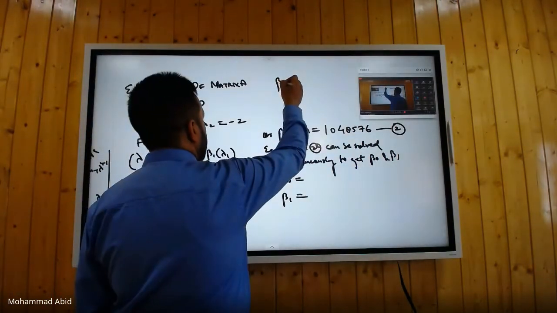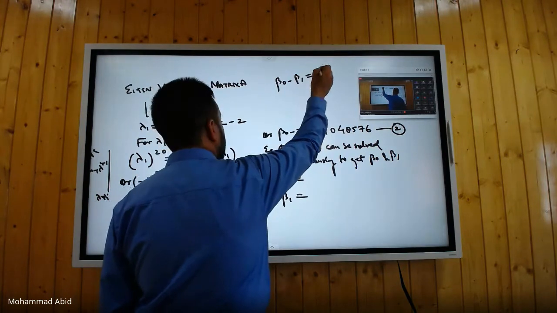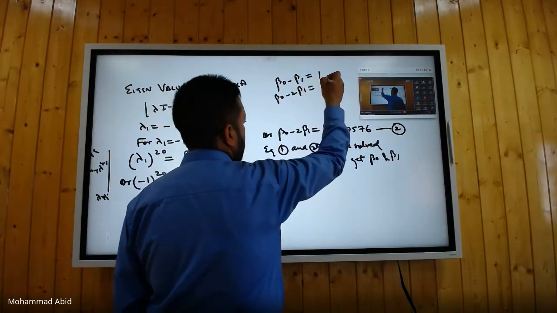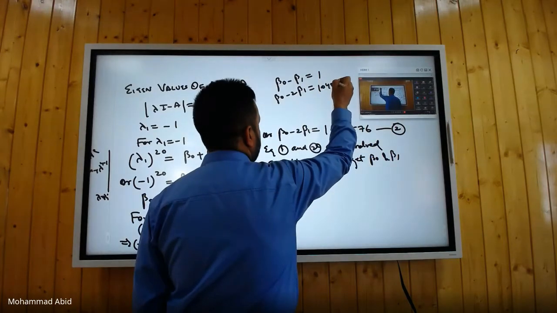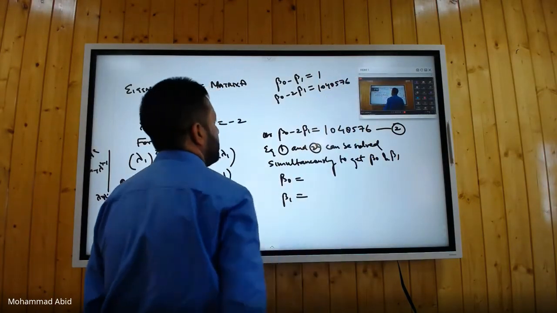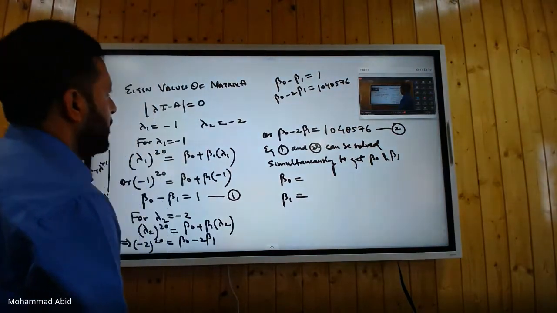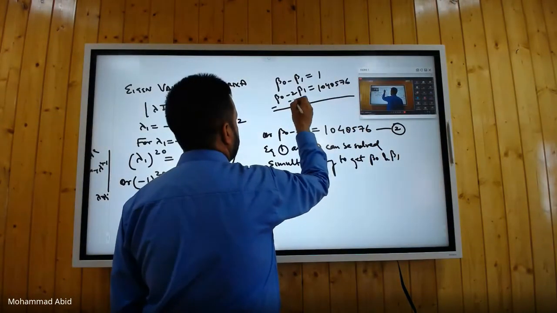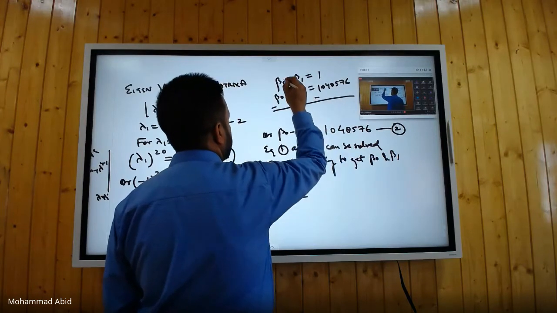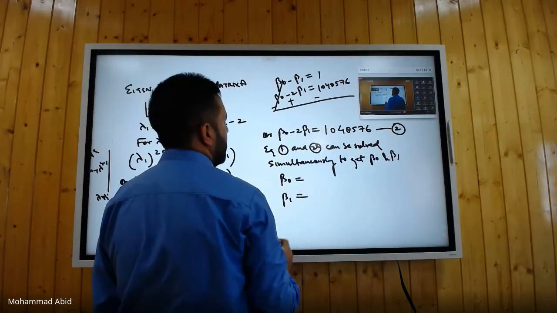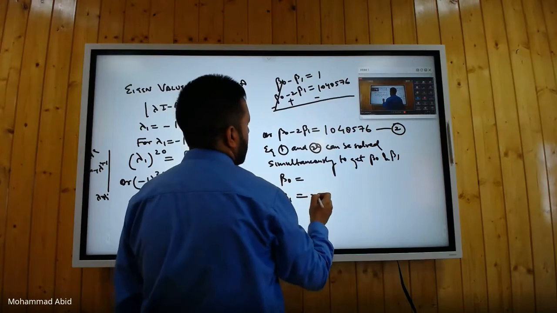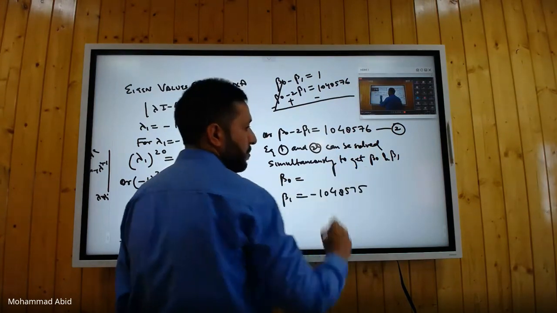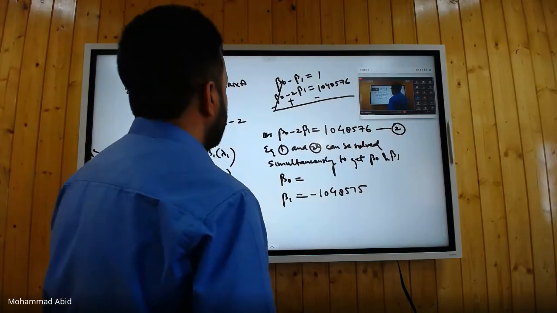We have got beta naught minus beta 1 equal to 1, and then beta naught minus 2 beta 1 equal to 1048576. So this is minus, this is plus, and this is minus. So this goes. So beta 1 will be equal to minus 1048575. Is that okay?